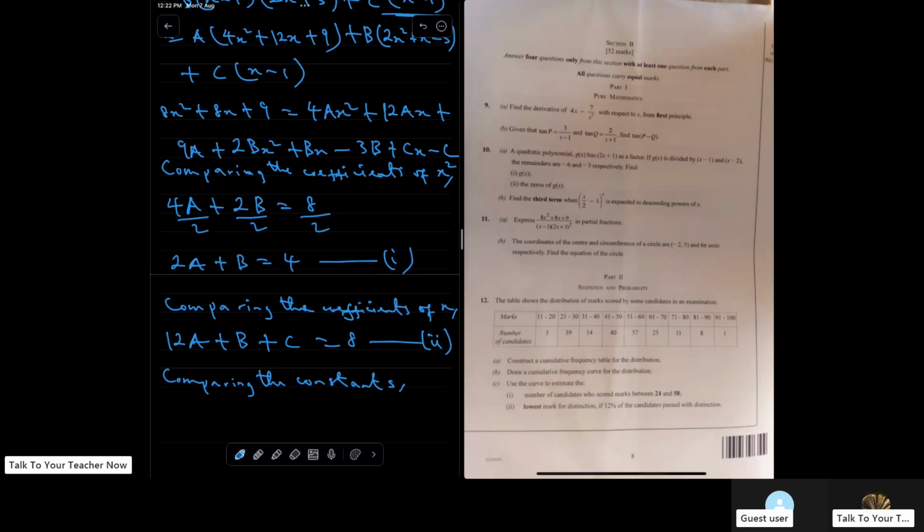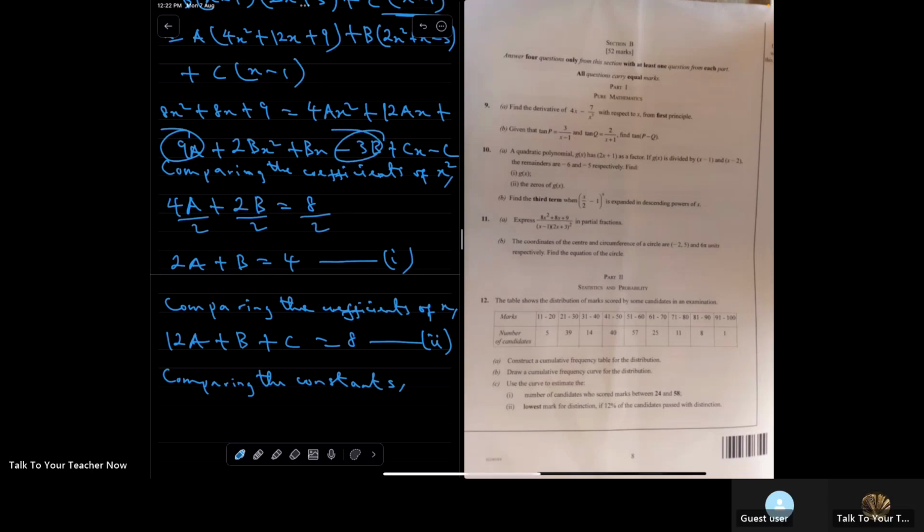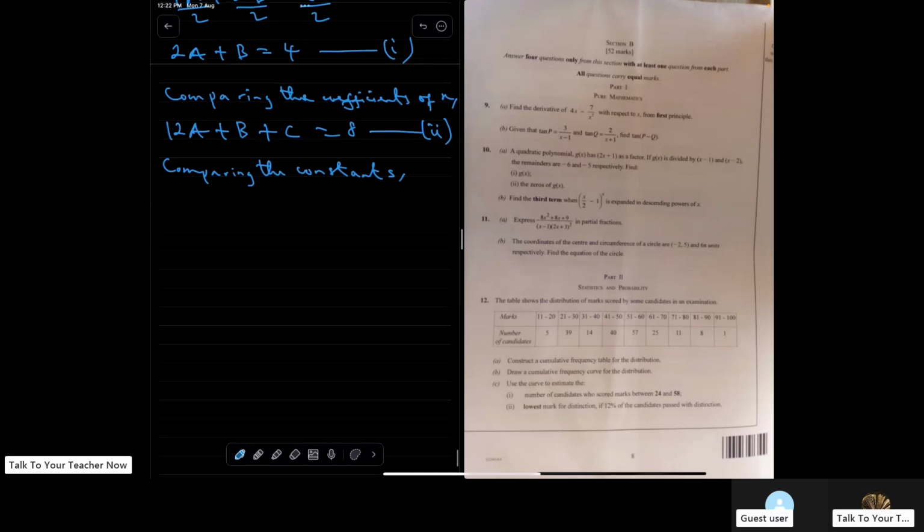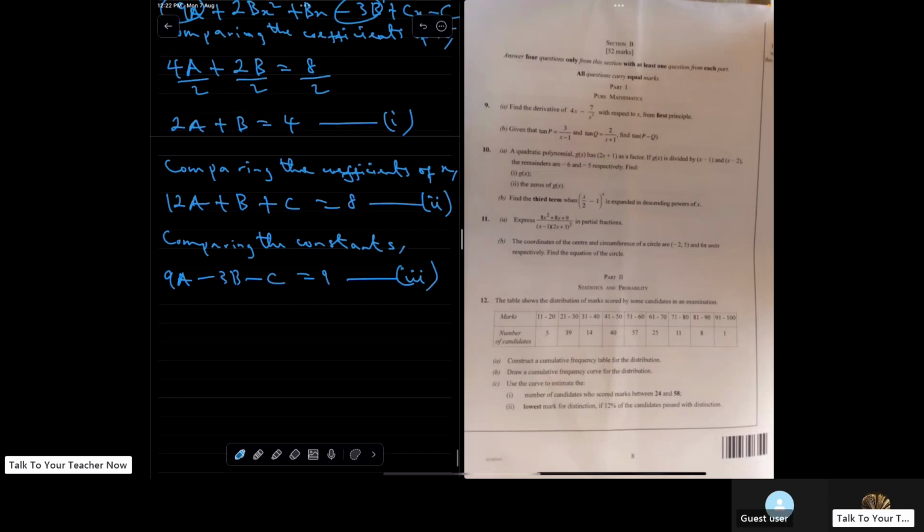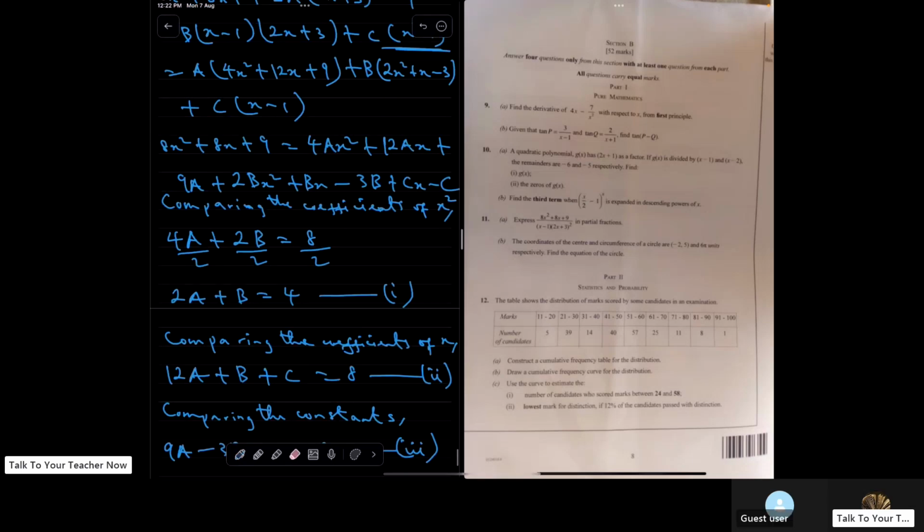Right hand side: 9a minus 3b minus c equals 9. And that's equation 3. How do you solve all of these equations?